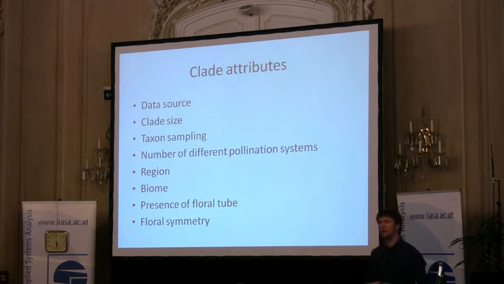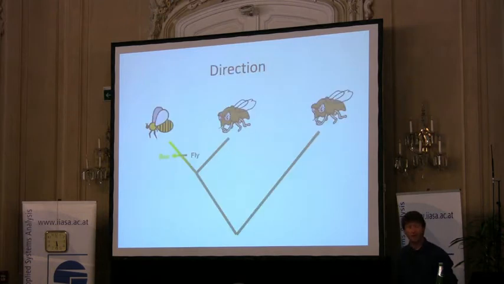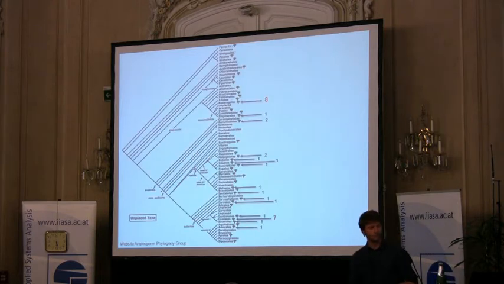I scored a couple of clade attributes, which you'll later see I thought are important, such as data source, clade size, taxon sampling, the number of different pollination systems, region and biome that a clade occurs in, and attributes like floral tube or zygomorphy or floral symmetry. And finally, I recorded the direction of a pollinator shift.